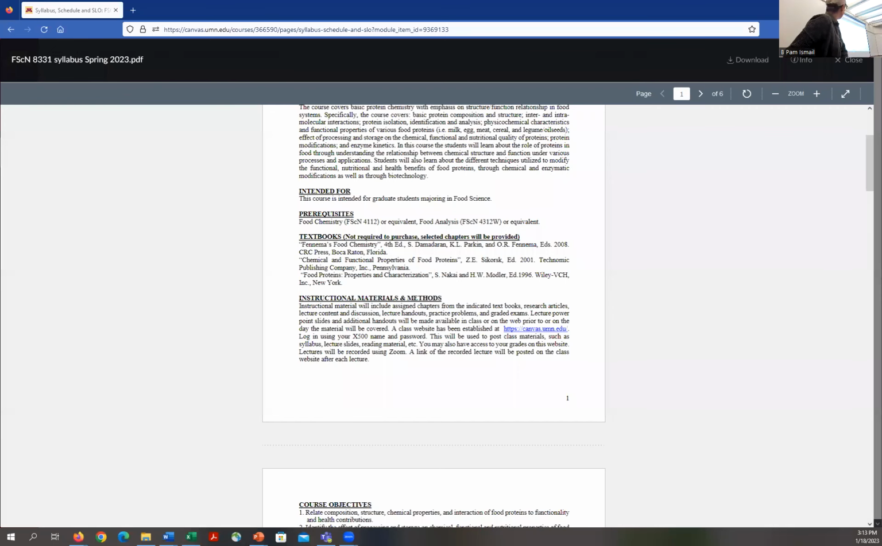Computer, share. Okay. I hope I'm sharing the right screen.